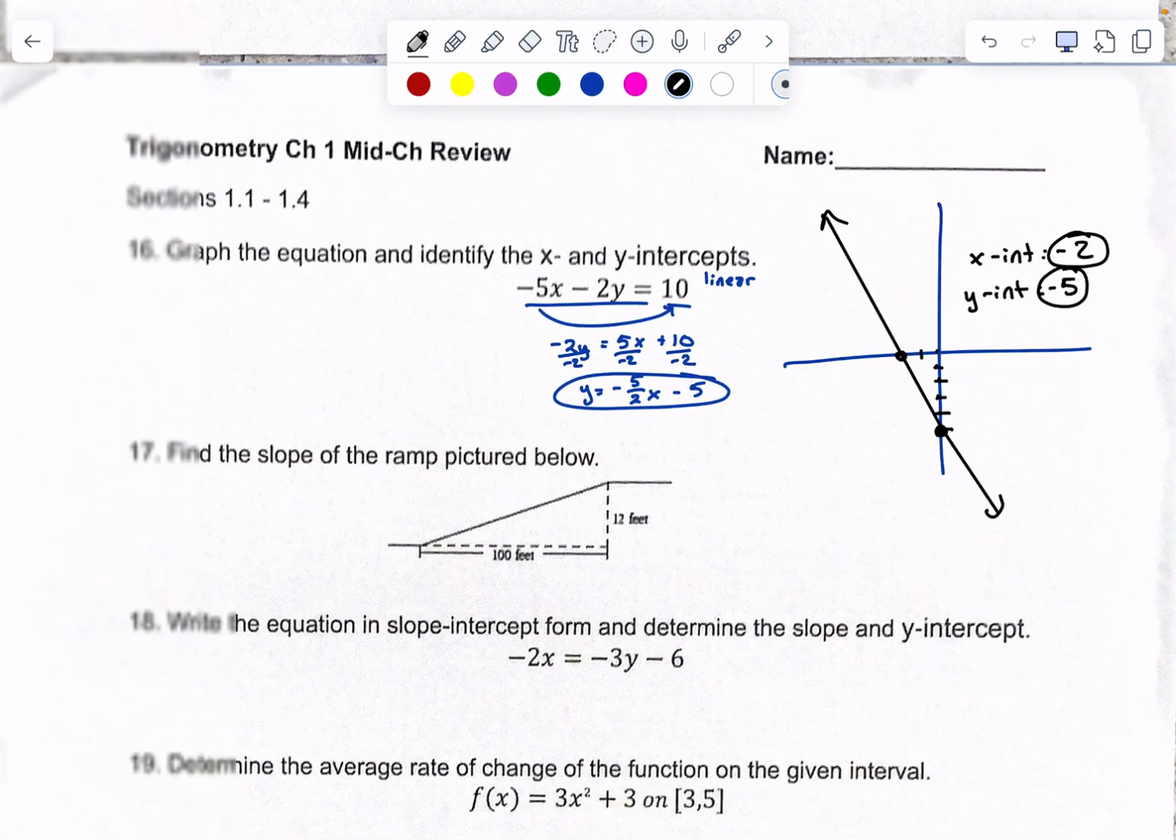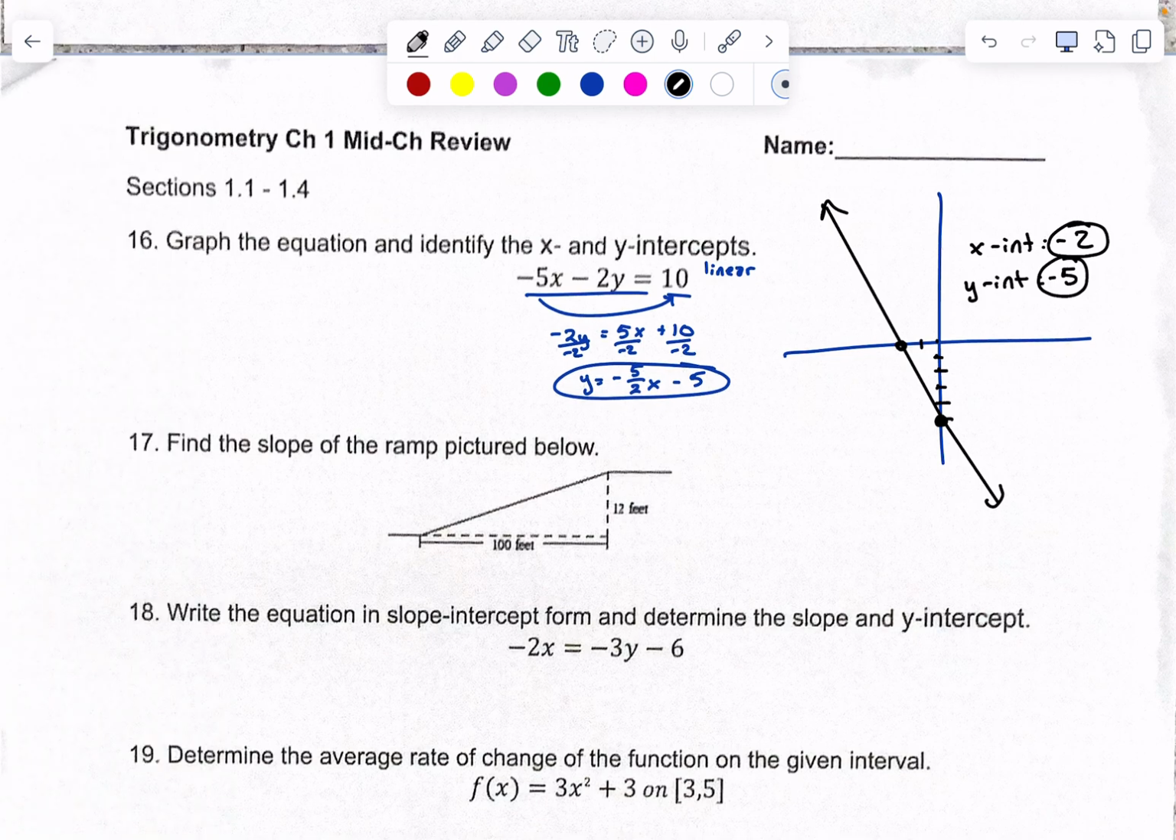Find the slope of the ramp. Slope is rise over run. What's the rise? 12. What's the run? 100. Let's divide by 4. 12 divided by 4 is 3. 100 divided by 4 is 25. 3/25 is the slope.